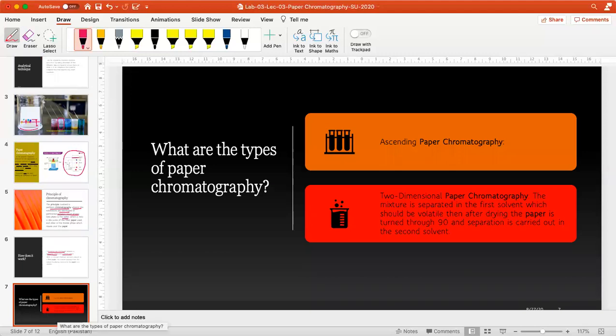So then the question is, what are 2 types of paper chromatography? So different है, ascending है, descending है, circular है, सब कुछ है, लेकिन आप ascending paper chromatography जो है, और दूसरी होती है 2-dimensional paper chromatography. Ascending तो simple है, जैसे just you have done with the mixture of these. But what about the 2-dimensional paper chromatography? So the mixture is separated, okay.